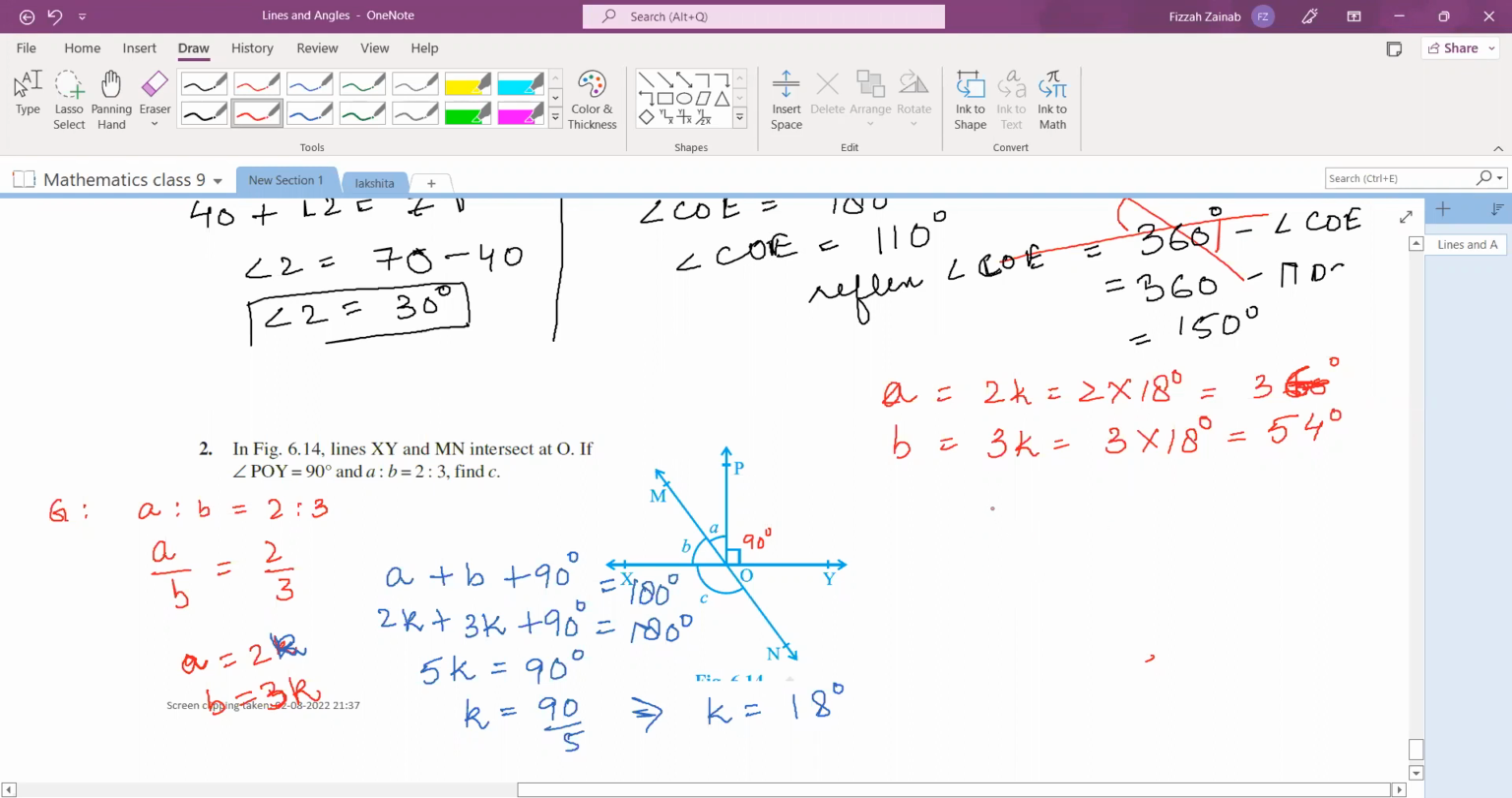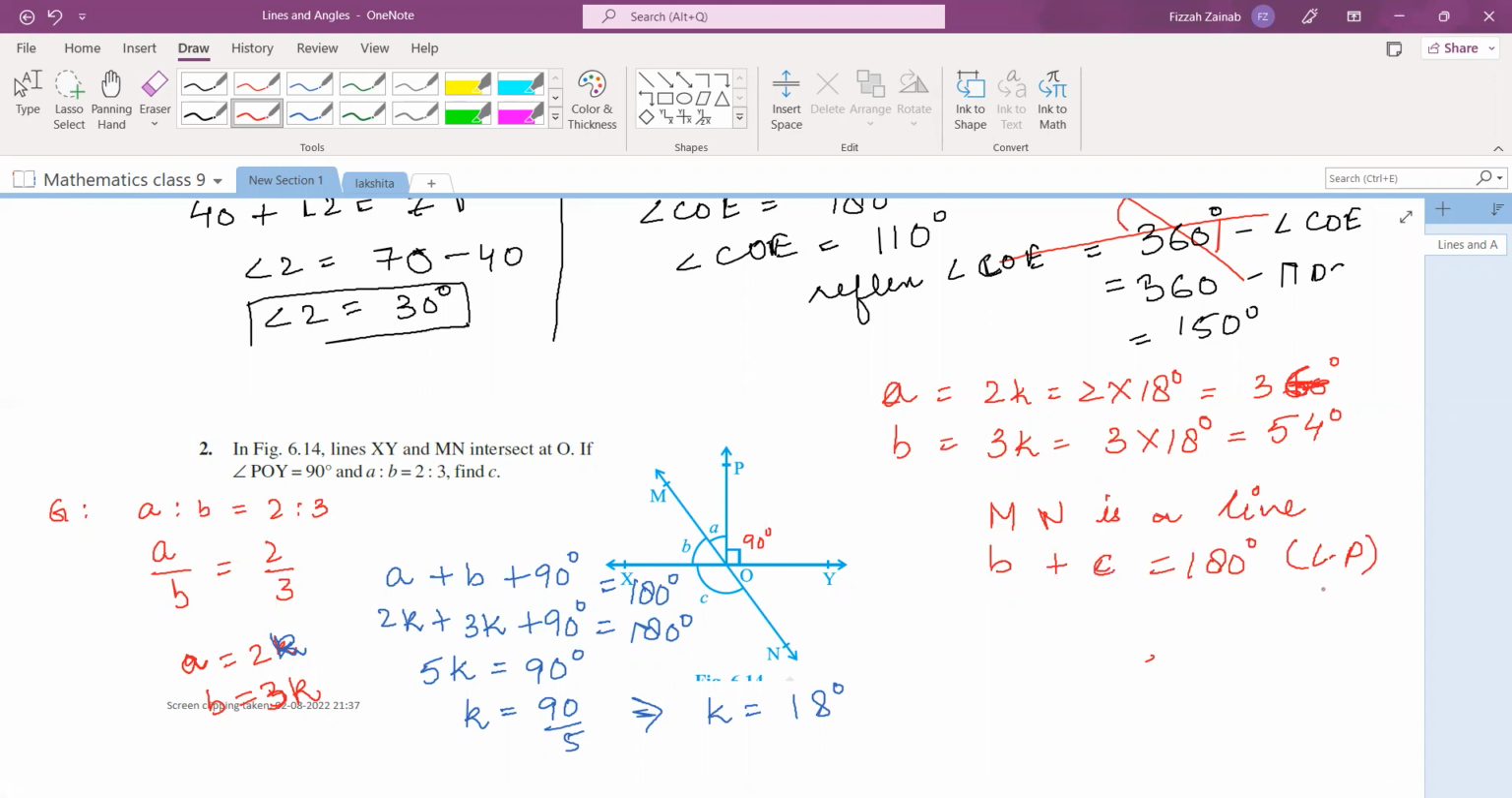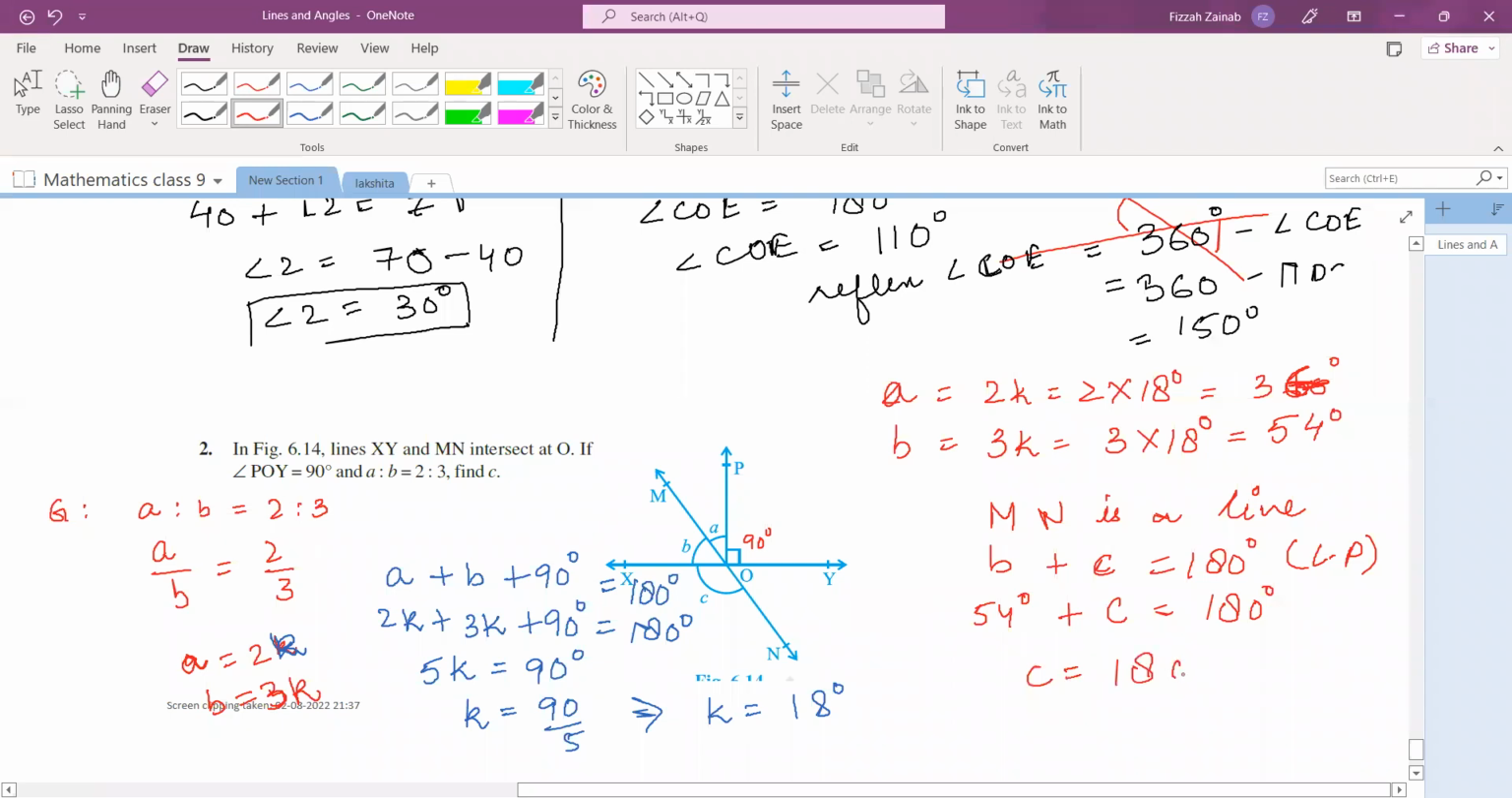See, again, you see MN is a line, so the adjacent angles will form a linear pair. So angle B plus angle C is equal to 180 degree. See the figure, both of you. MN is a line, so angle B plus angle C should be 180 degree. Now B I've already found, which is 54 degree, plus C is equal to 180. And then C becomes 180 minus 54. So your C becomes 126 degree.